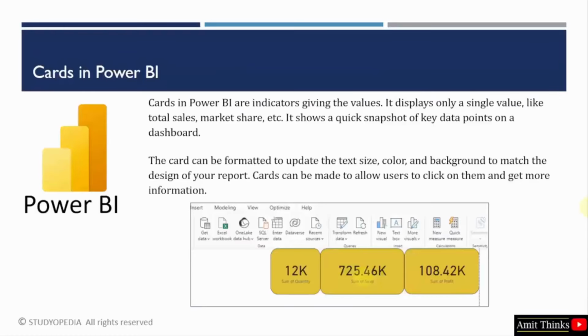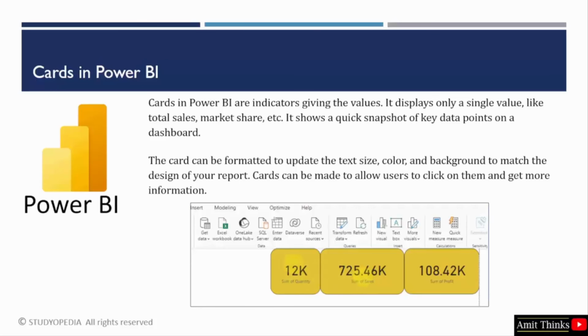So you can consider cards as indicators giving the values, like I have shown it here. This I have created on Power BI only, and you can see the representation here. It displays a single value, like you can see the sum of quantity here, another one with sum of sales, and another one with sum of profit. As you can see, it is a quick snapshot of your important data points from your data itself.